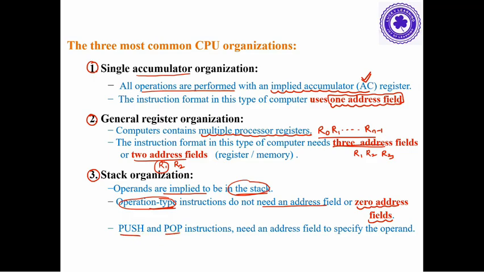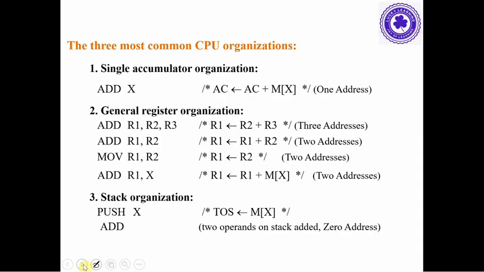Push and pop instructions need an address field to specify which operand is to be pushed, or into which operand the popped value from the stack is to be stored. That's why operation type instructions do not use any address fields. We call them zero address instructions. These are the three most common CPU organizations: single accumulator organization, general register organization, and stack organization.